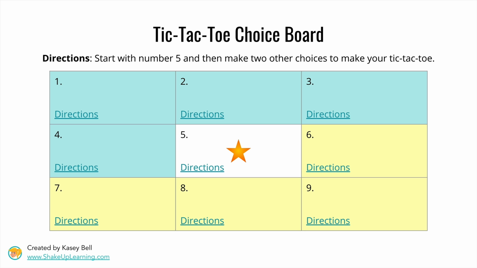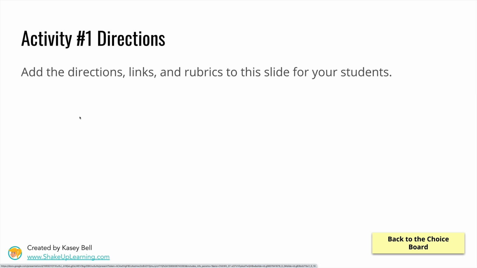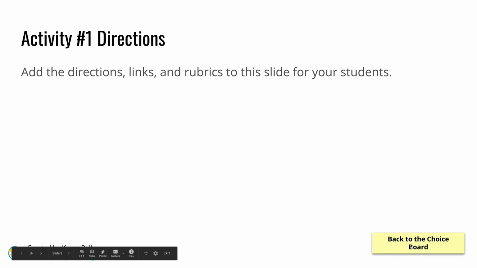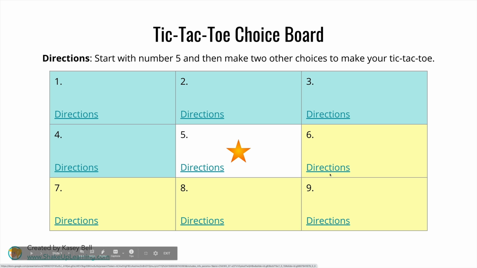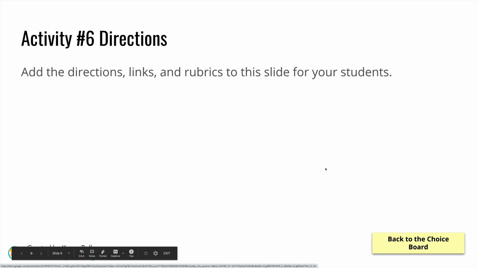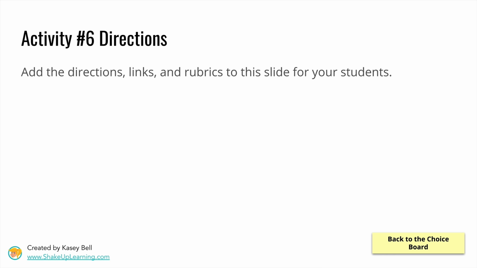So let's talk about how this works. So if I click on, for instance, directions here, here's activity 1, and you would add your directions, your links, your rubrics, everything here. And then there's a button down at the bottom to go back to the choice board. Again, we can click on any of these. Now I'm going to number 6. That's how simple this can be. So let's take a look at how to create this.